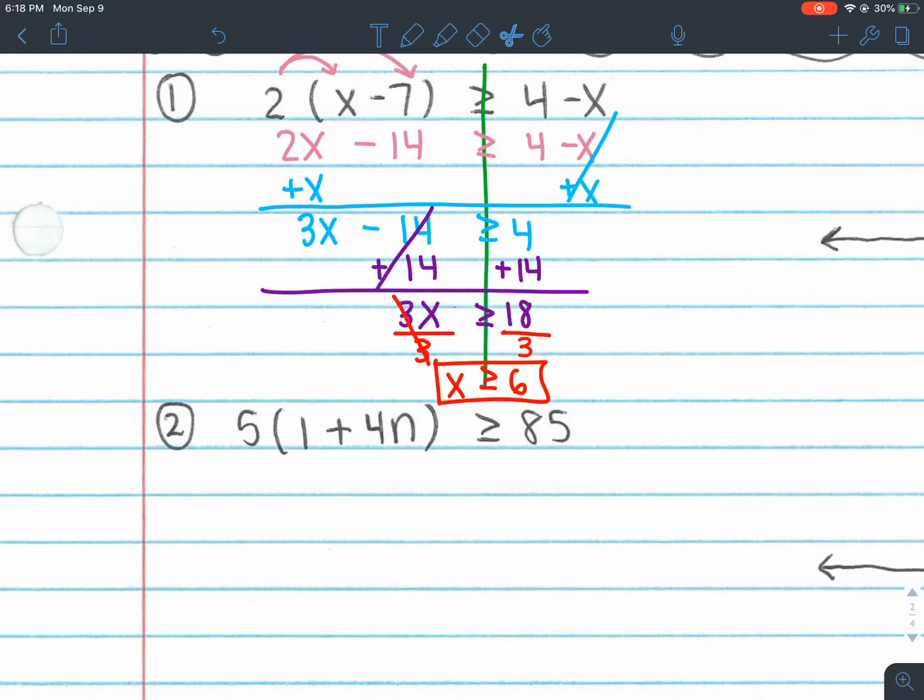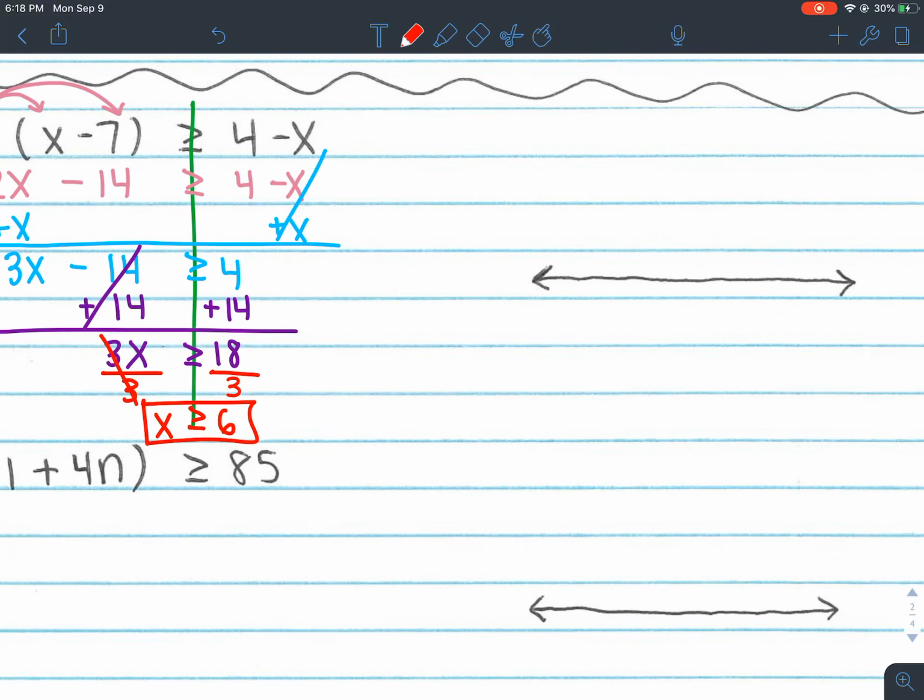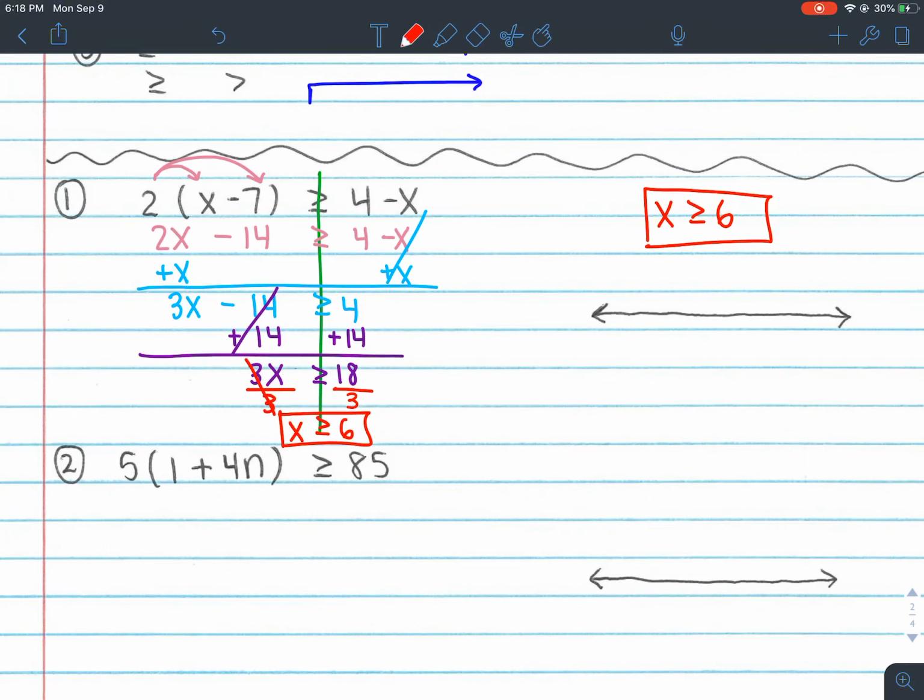Okay. So that is my answer. I'm going to go ahead and write that over here. x is greater than or equal to 6. So this is my answer for number 1, which means x is any number, but x is any number bigger than or equal to 6.